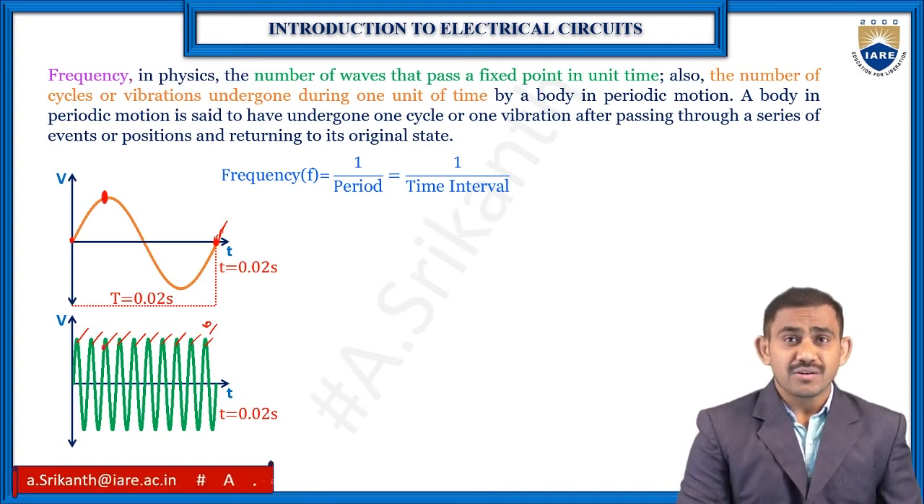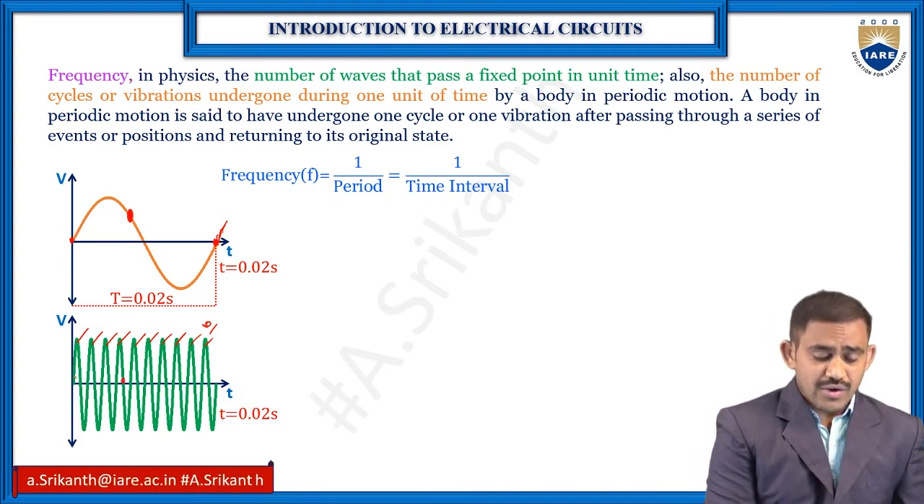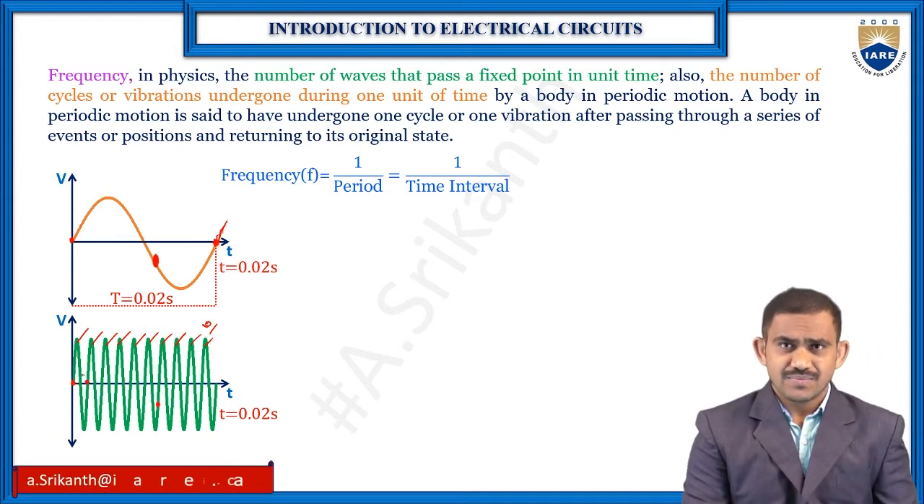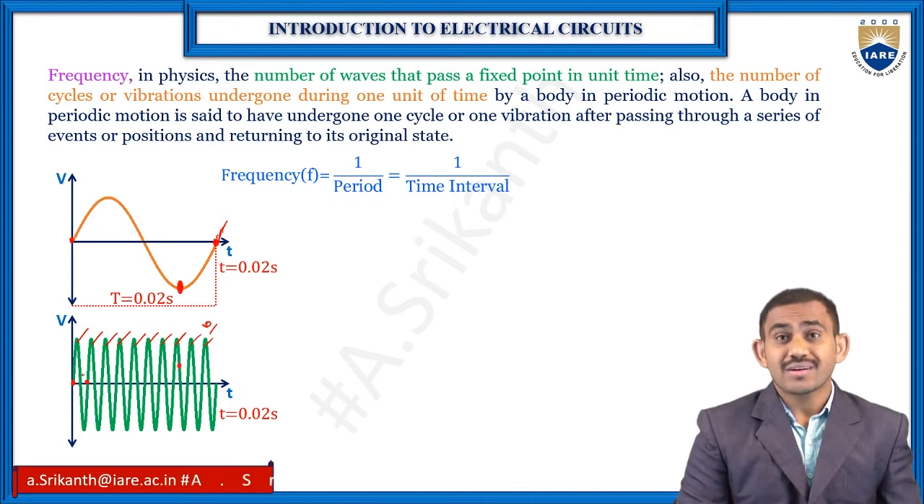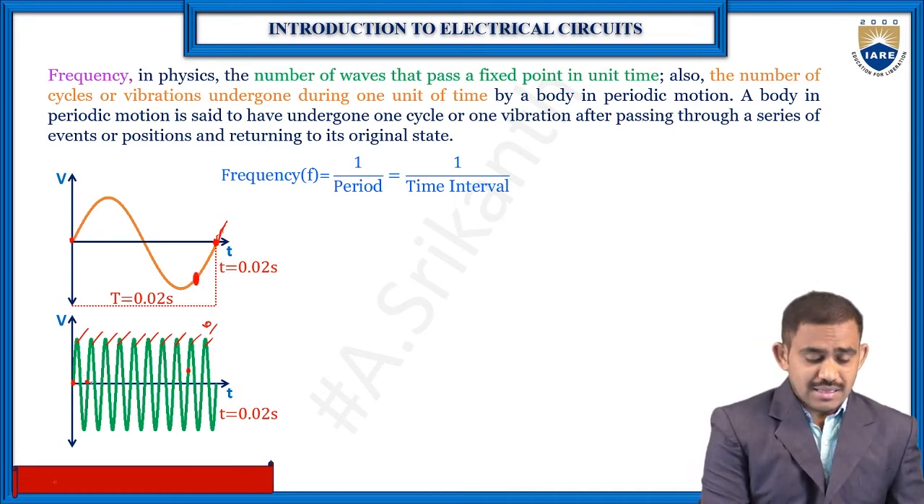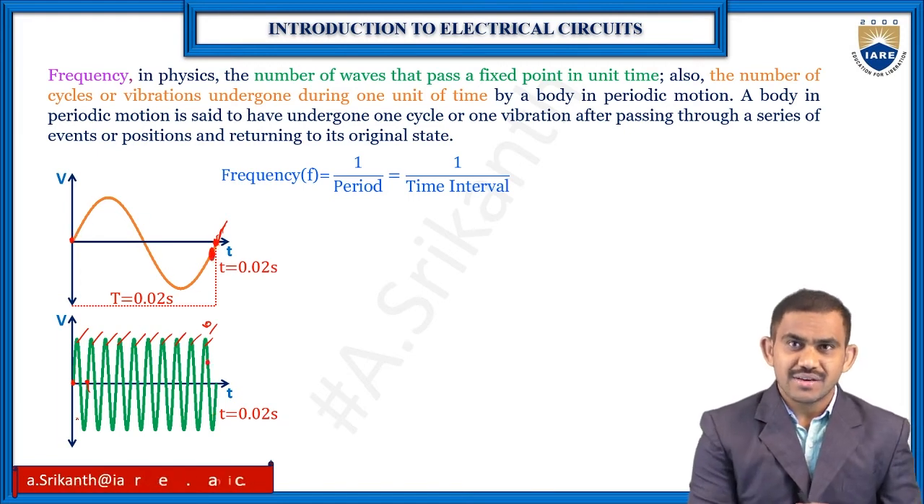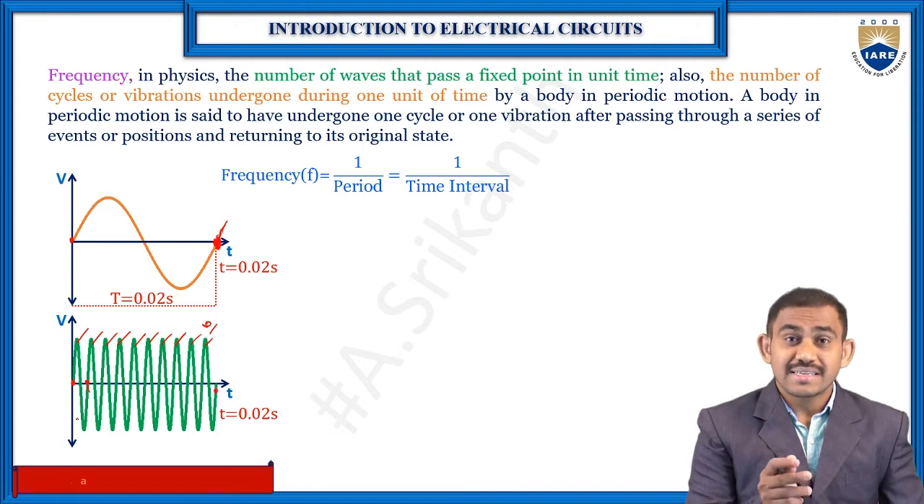Coming to the second waveform, what is my time period now? My waveform started here and started again here. In the total time we have 10 cycles, so this is my time period now. Where the waveform started and again where it started, that time is nothing but your time period.